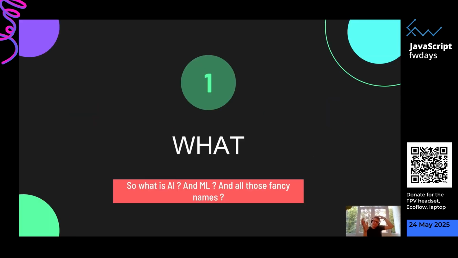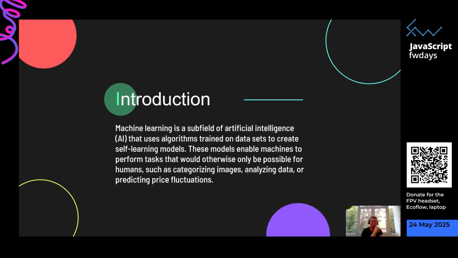So, what is AI? What's machine learning? And all those fancy names? Anybody wants to take a guess? Okay, I'll give you 10 seconds. I think everybody knows about AI and machine learning. Come on, let's be honest. So, machine learning is a subfield of artificial intelligence that uses algorithms trained on datasets to create self-learning models. This is quite a mouthful, but everybody knows what it is.